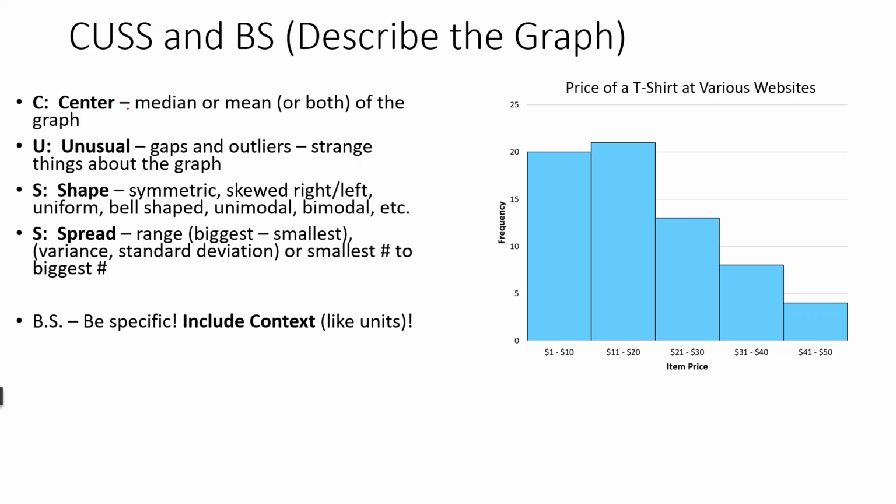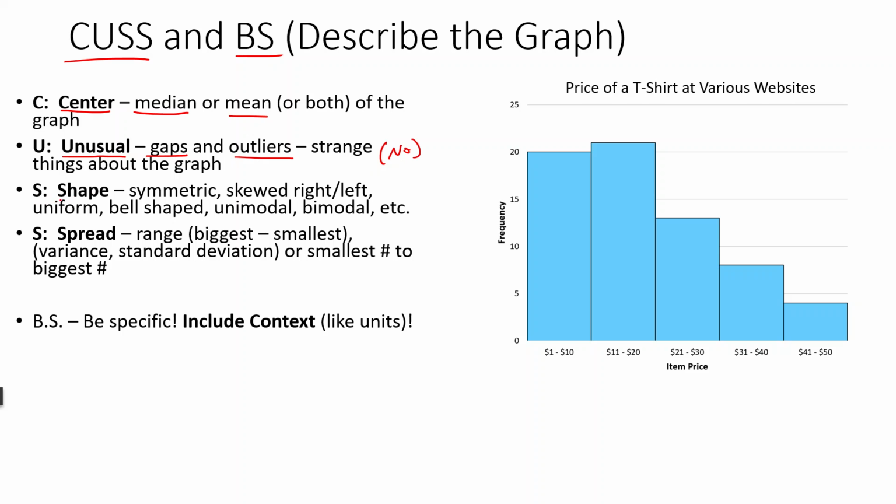So when we describe graphs, we CUSS and BS. We're going to CUSS and BS in this class. You might notice that the CUSS is all capital. That means it stands for something. The C stands for center. We basically want to know where's the median, where's the mean, is one bigger than the other. U, unusual. Is there a gap somewhere in the graph? Are there outliers? Most of the time this will be no. A lot of times when we're working with histograms, that won't have anything to do with anything.